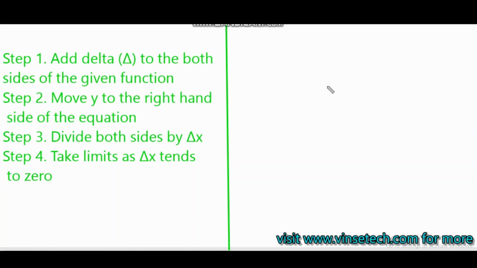In this video, we're going to talk about how to differentiate using the first principle method. It's very easy to differentiate using the first principle. All you need to do is follow the 4 steps that are on your screen.